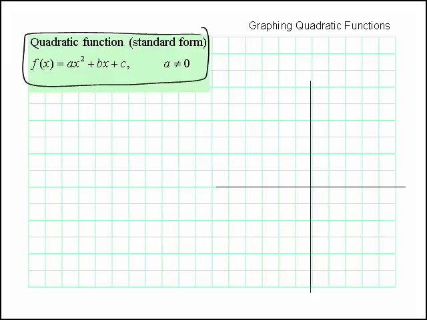The simplest possible quadratic function that you could have is y equals, or f of x equals, x squared. And so we're going to graph that, and we'll just plot some points here. If I plug these values in for x, let's see what we get for y.